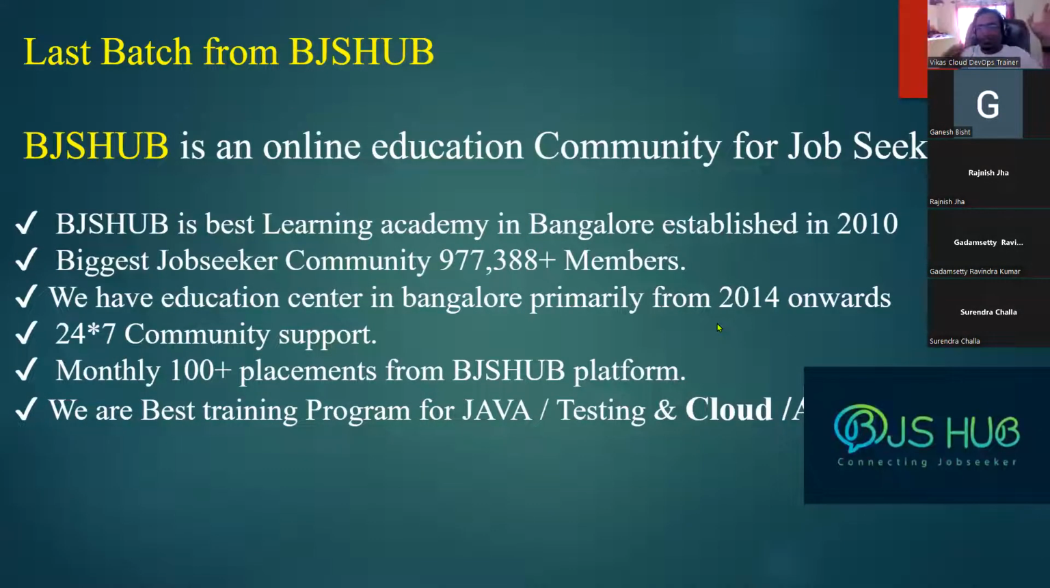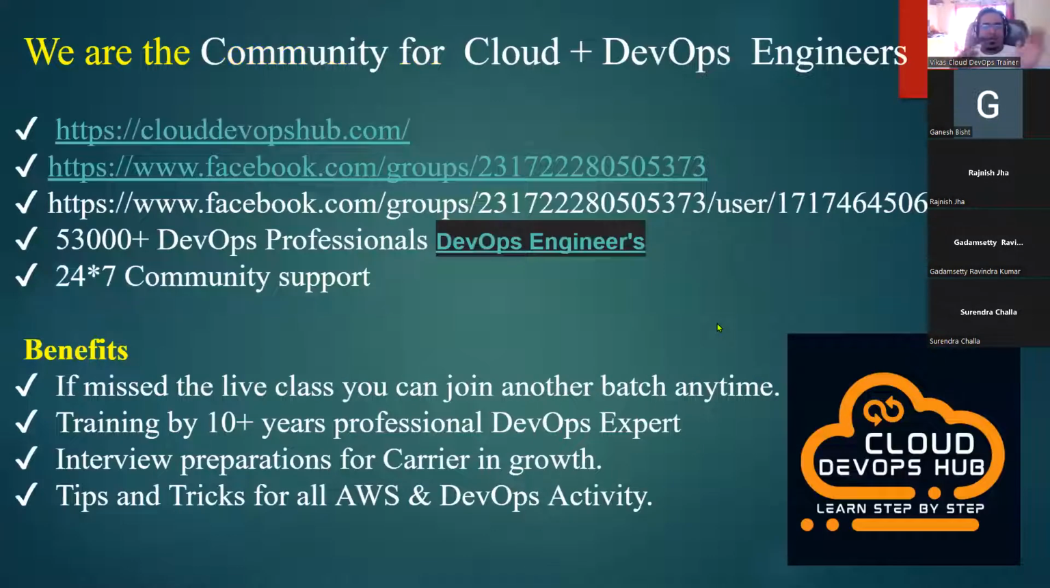Last batch was from the BJs. Okay, we are starting this with the help of the community. Community primarily means a group of members who are on the same mission. Because we want to learn DevOps things, right? It's not like we have to rely on a single person. We require community support.